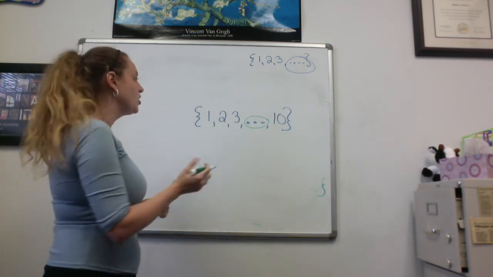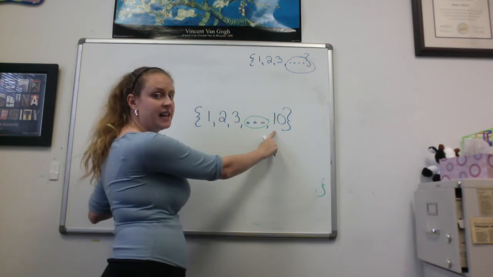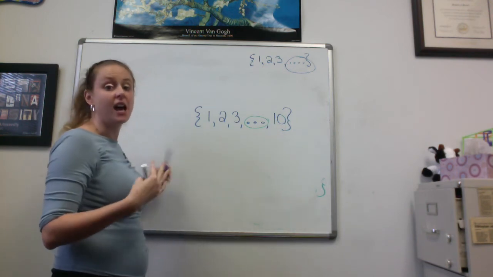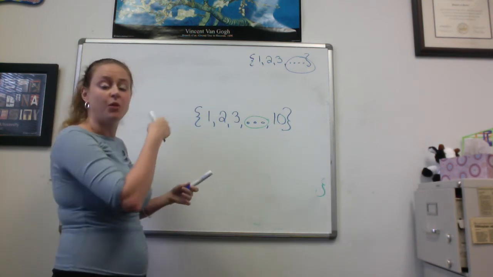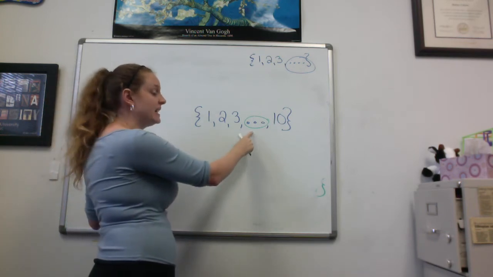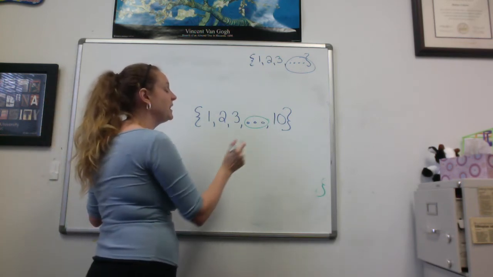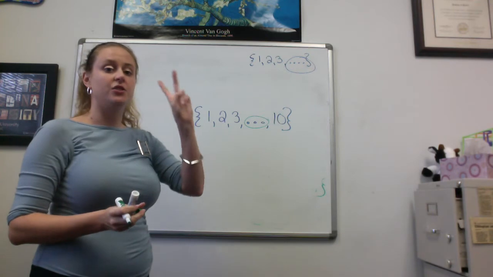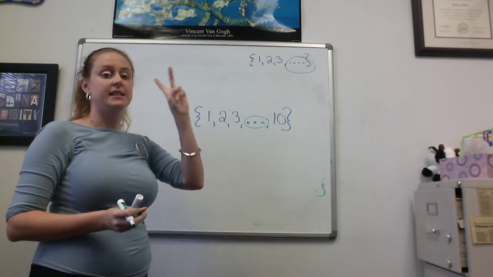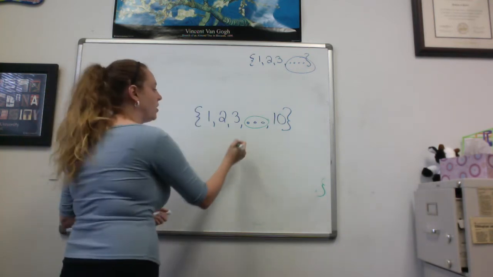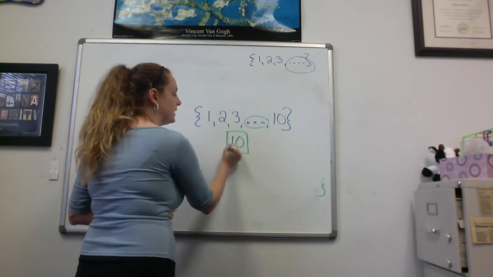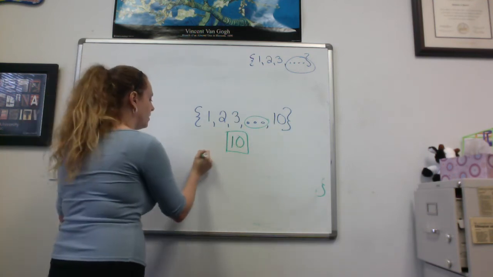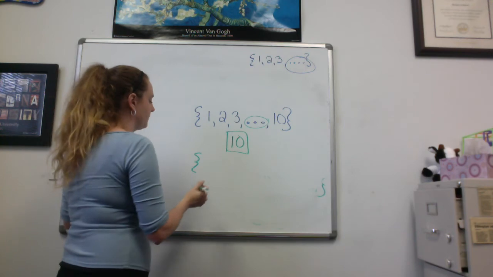So the cardinality of this set, remember the cardinality just means how many things there are in the set. Before we were talking about infinity, this is not infinity, so I can just count up the things in the set, where there's 1, 2, 3, 4, 5, 6, 7, 8, 9, 10. The cardinality of this set is 10. We could also see a set like that.